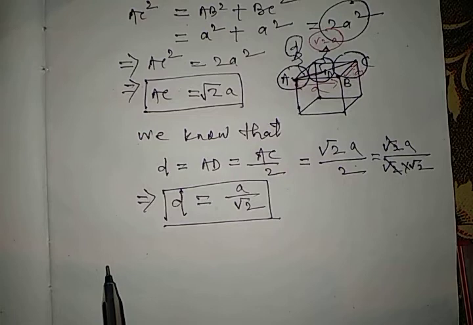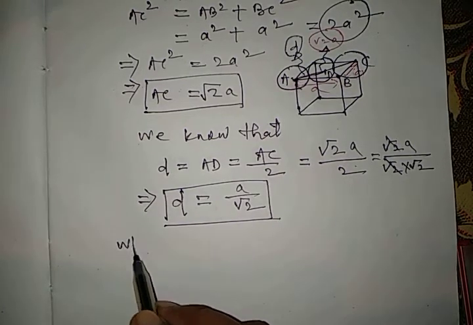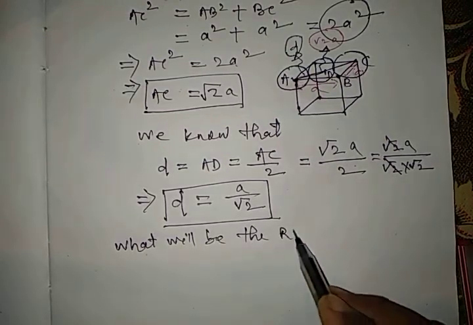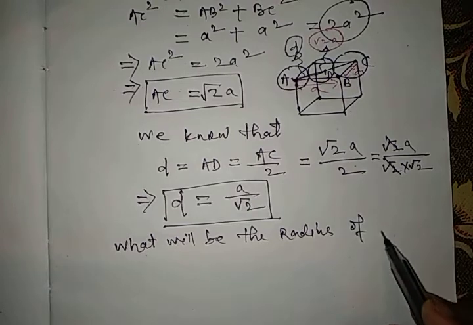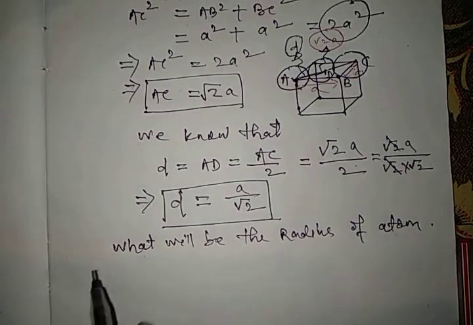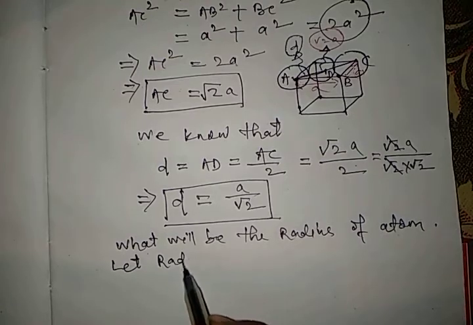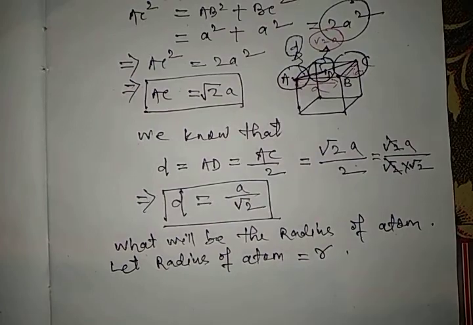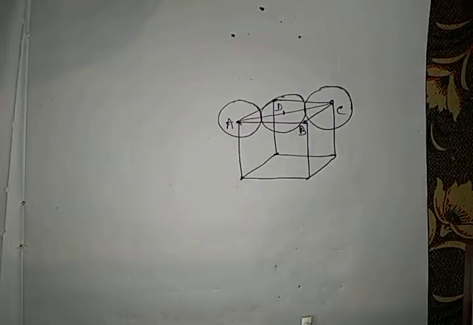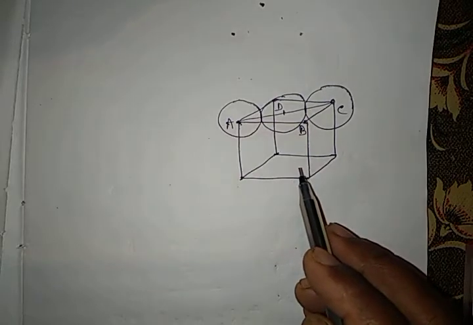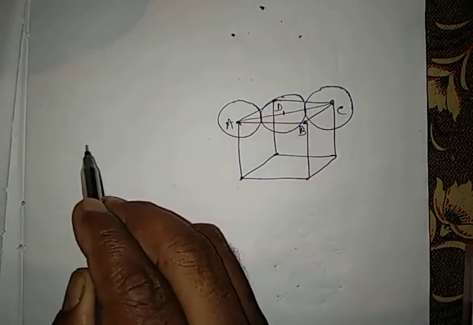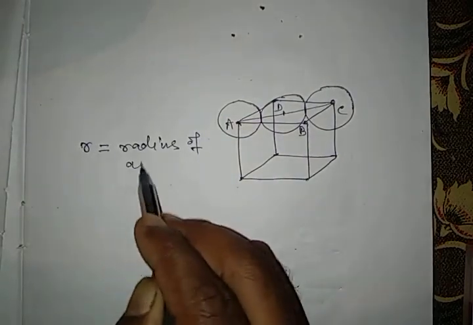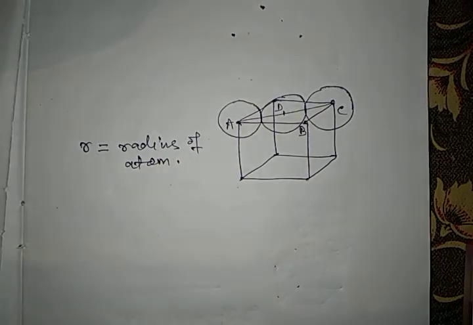Now we have to find the radius of the atom. Let the radius of the atom equal r. So this is the FCC unit cell, and r equals the radius of the atom. We have to find the radius of the atom.